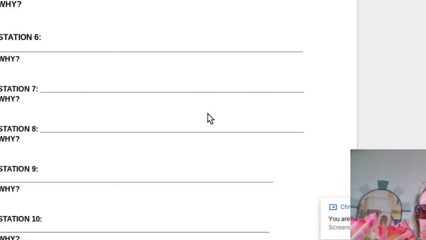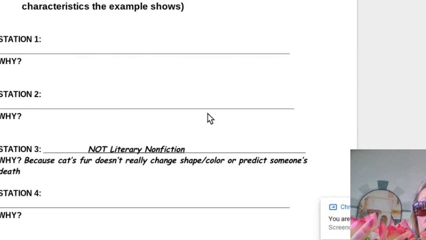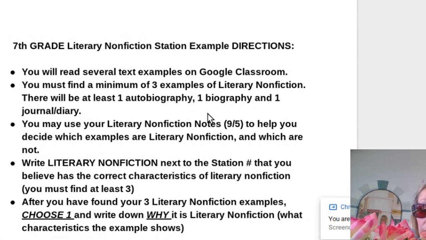You should have filled out all of your stations. You should have at least 3 examples of literary nonfiction, and you should be able to tell me why they were literary nonfiction. How well did you do?